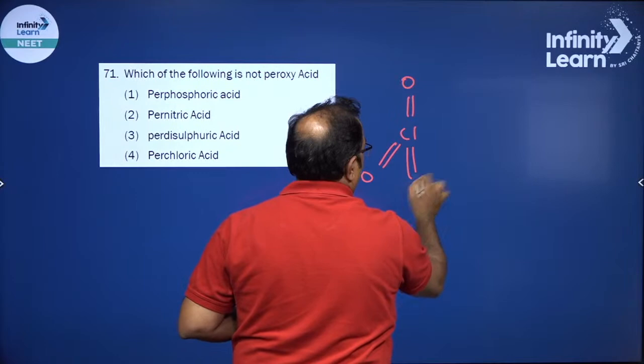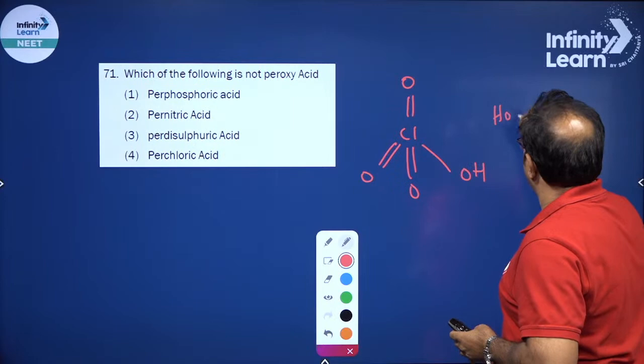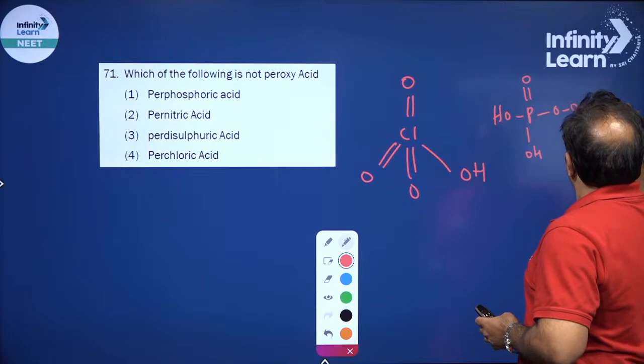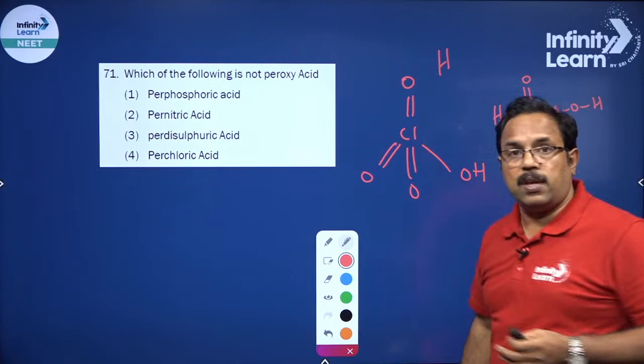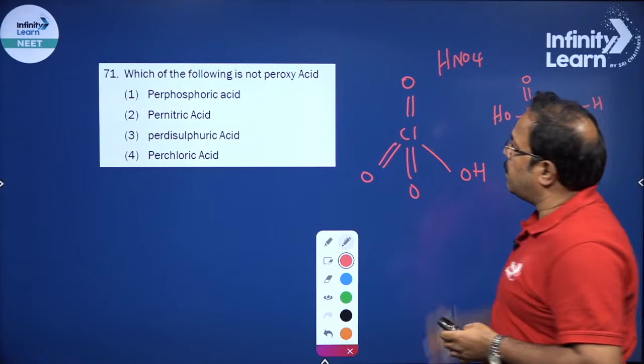Perphosphoric acid is nothing but phosphoric acid, the normal phosphoric acid with one oxygen more. So it is peroxyphosphoric acid. Pernitric acid: what is nitric acid? HNO3. Per means one oxygen more, so it becomes HNO4. Here a peroxy linkage is present.